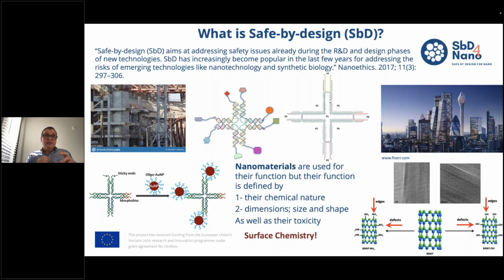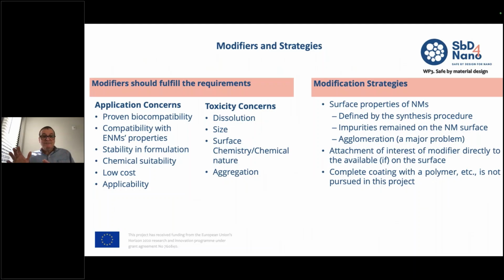Because you cannot play with their size and shape too much, because they're a carbon-based material, you just make them. This is just one example, but if you consider other nanomaterials, you don't have much control, right? Because even if you change the size, you change the function. So there is not much room to play with their size and shape to make it safer.